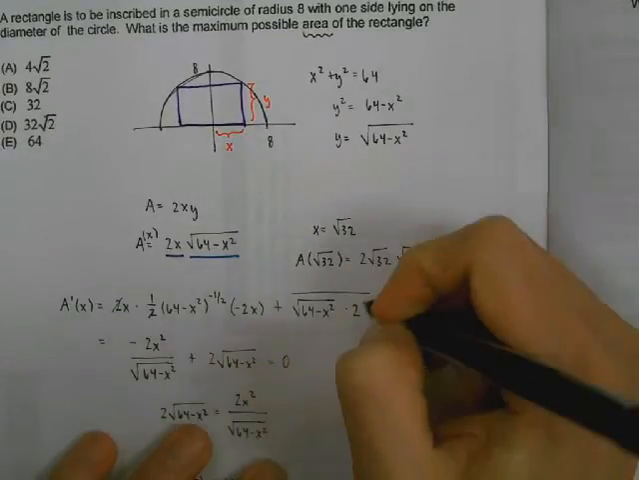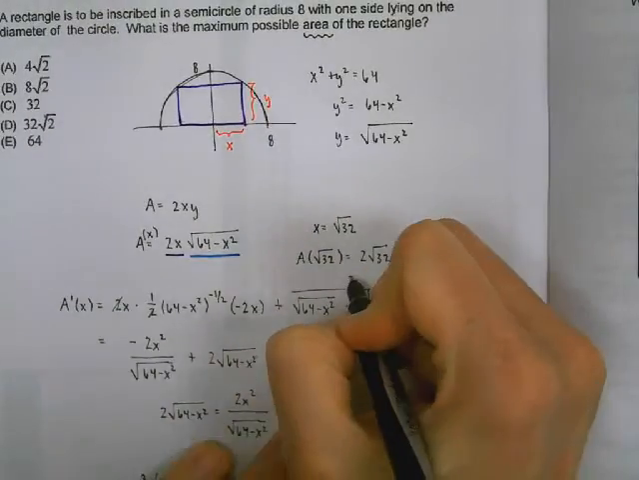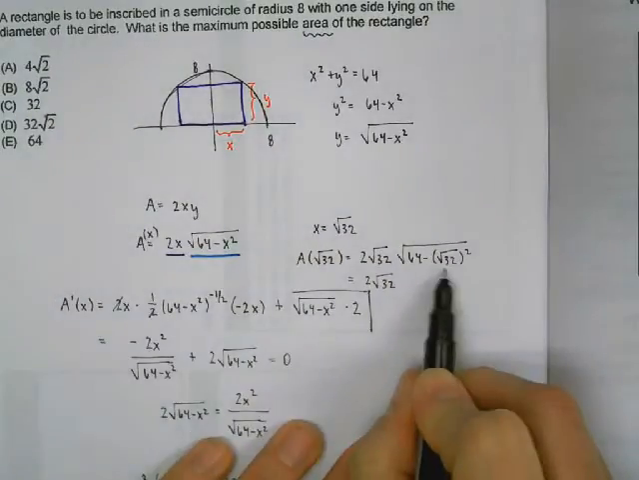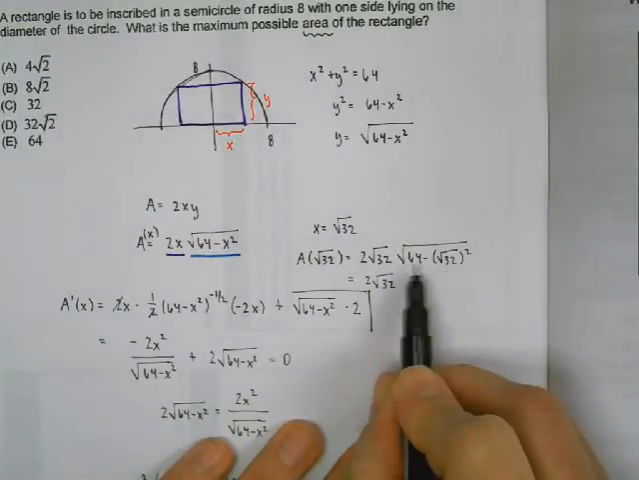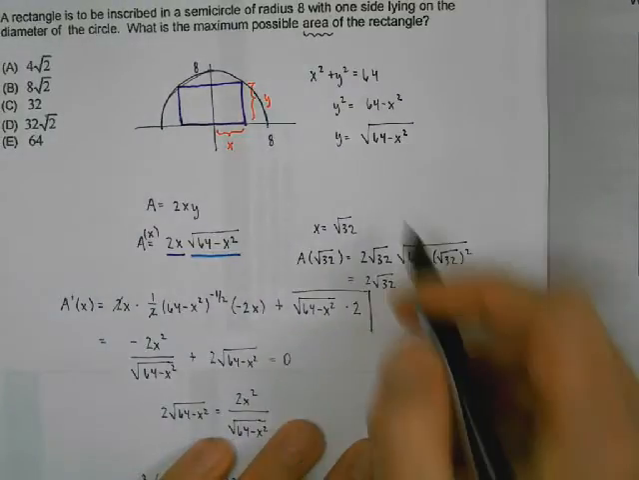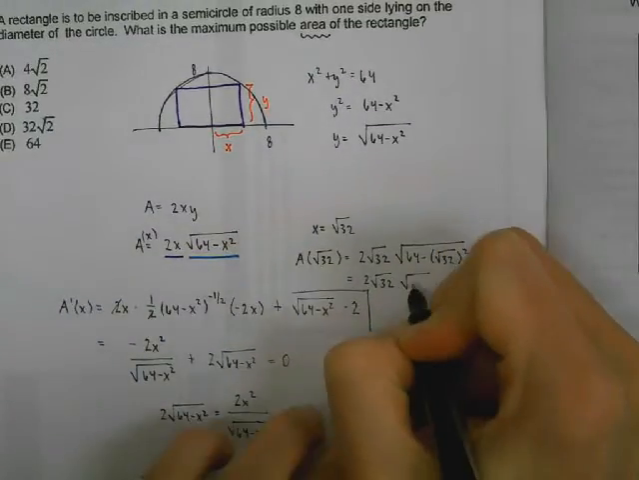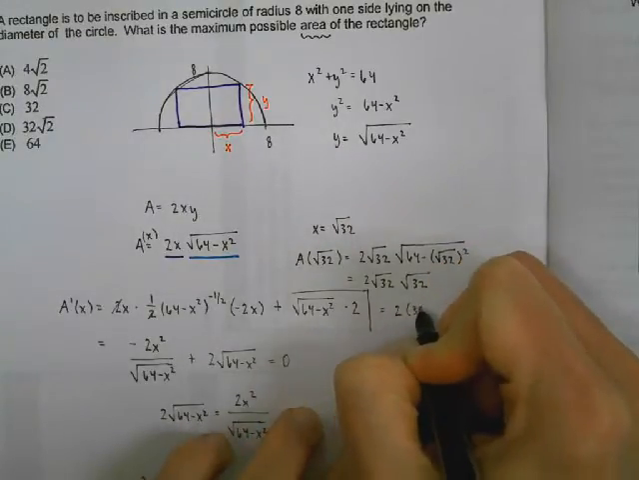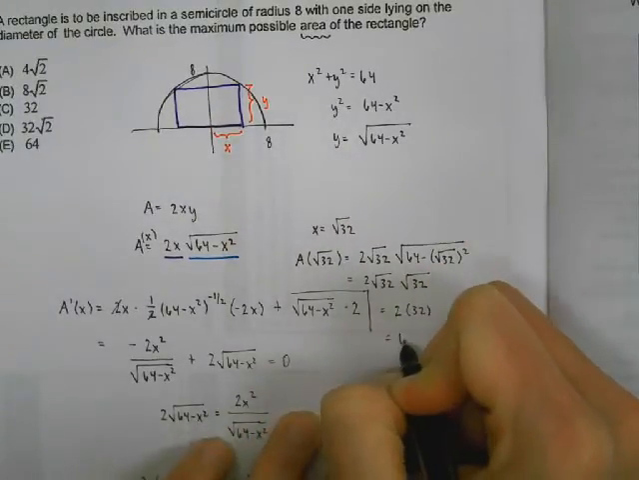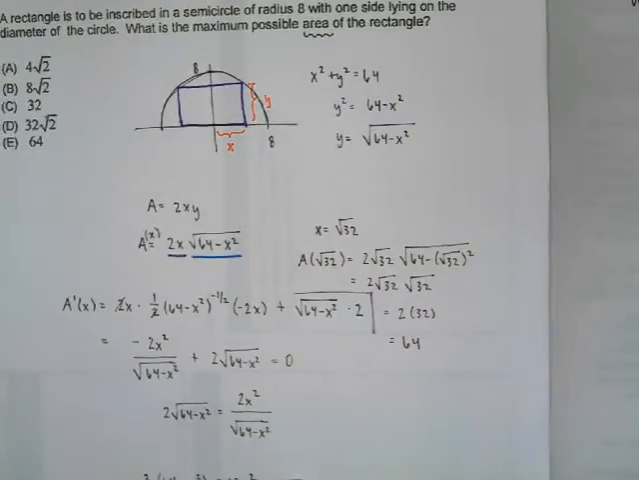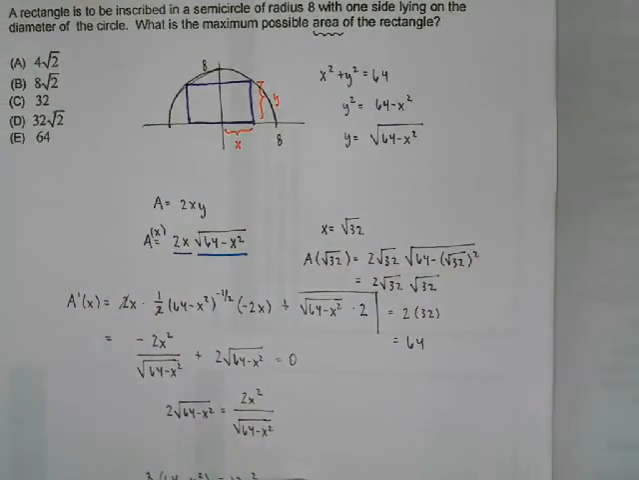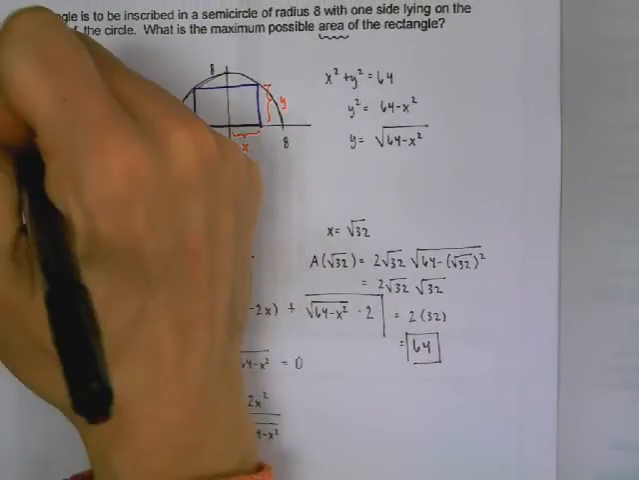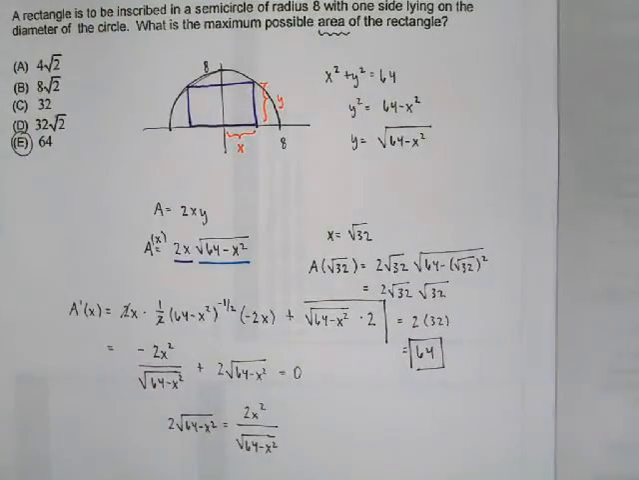My work's starting to run into things here. Sorry about that. So I get that's equal to 2 times the square root of 32. Square root of 32 squared is just 32. So if I take the square root of 64 minus 32, that just simplifies to the square root of 32. So now my area is just 2 times 32, or 64. And I don't have units for this problem, so that is our maximum area, which is choice E.